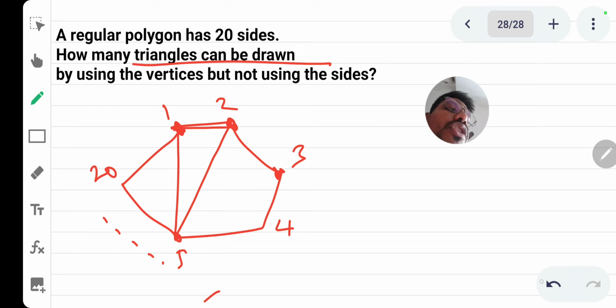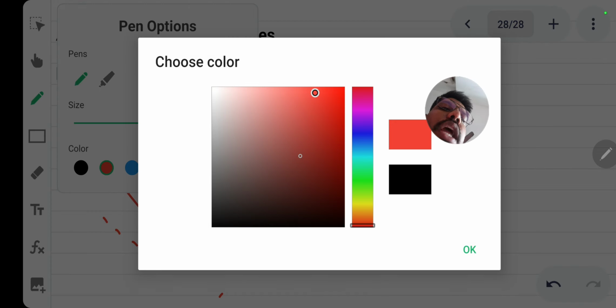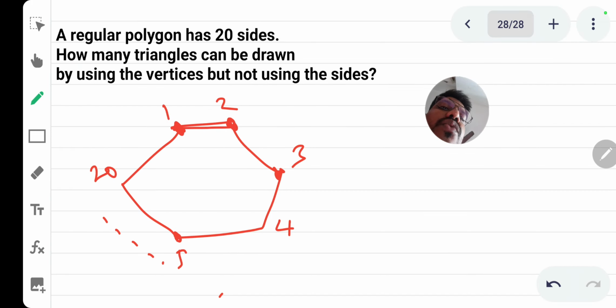How many triangles can be drawn by using the vertices but by not using the sides? You do not have to select the side of the polygon. For example, I'll give you one more. Suppose you selected 1 2 and 3. So the triangle will be drawn like this. These two sides of the triangle, 1 2 and 2 3, are the sides of the polygon also. So this triangle can also not be considered.